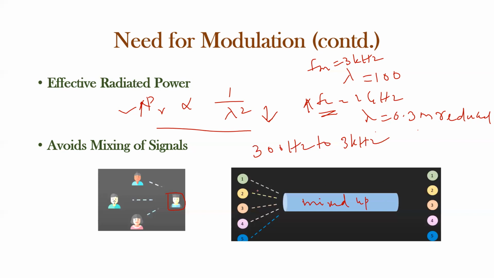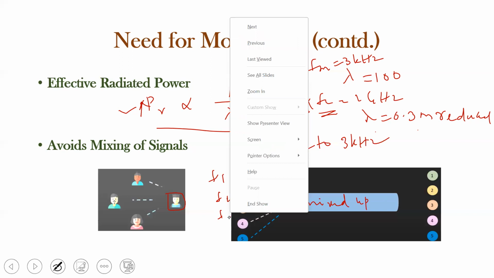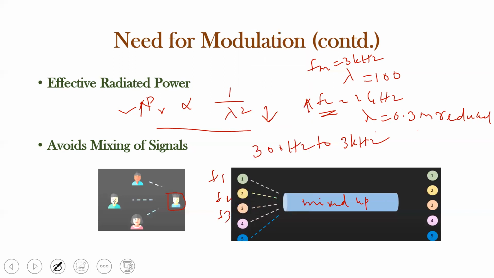And it cannot be retrieved or extracted at the receiver side. Now, if we use modulation here, what we can do is modulate the first person's speech with some frequency F1. Likewise, the second person's speech with some different frequency F2. The third person's speech can be modulated with carrier frequency F3, and F4 and F5 similarly.